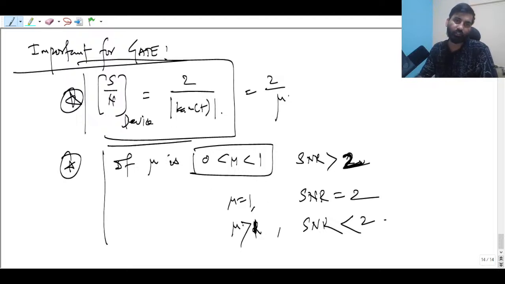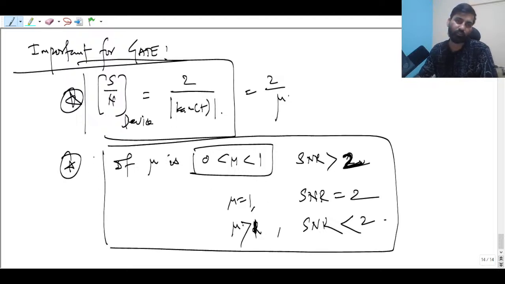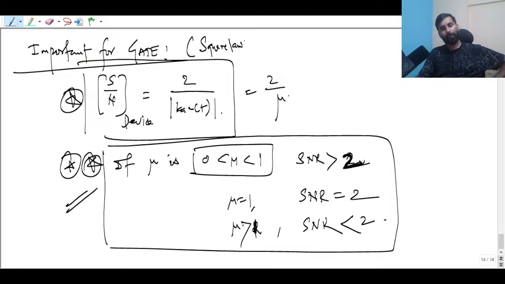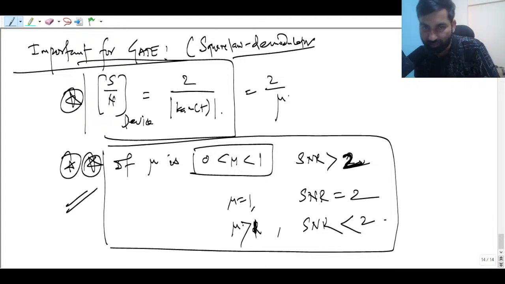This is important. From here you can expect a question. Please remember this formula, okay? And this formula is related to what? Square law demodulator of standard AM signal, right? I'm not talking about any suppressed class right now. I'm just talking about standard AM only, right? Okay.